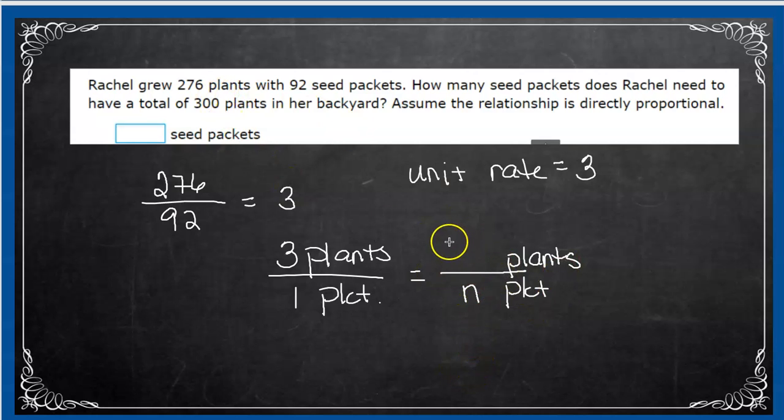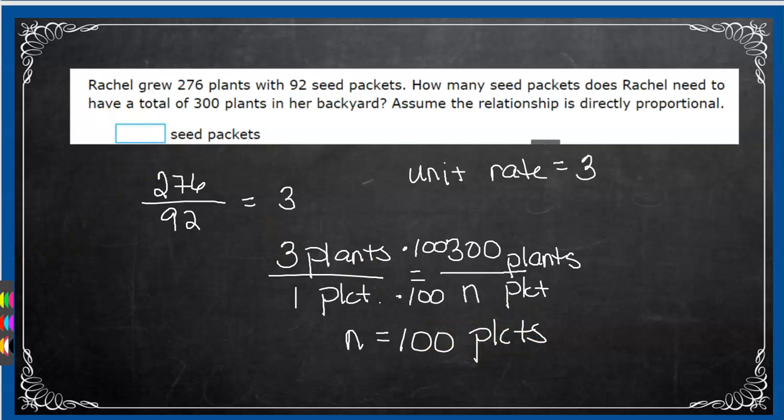Then we will put the 300 here. What we're saying is if Rachel can plant 3 plants with one seed packet and she wants 300 plants, how many seed packets does she need? So then we'll look at the numerators because that's what we've been given. What do I have to do to a 3 to get 300? I'm going to multiply it times 100. And then I do the same thing in the denominator because I want an equivalent fraction. 1 times 100 is 100. So n would equal 100 packets. They just want the number up here, so we'll put a 100 here. So it would take 100 seed packets to have 300 plants.